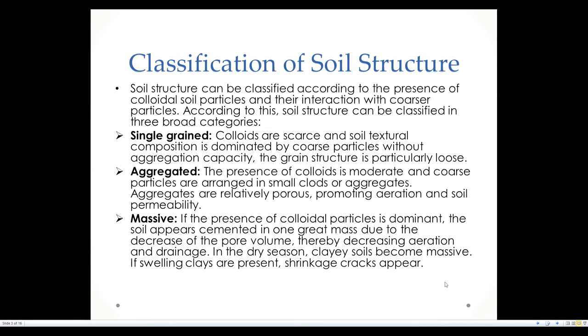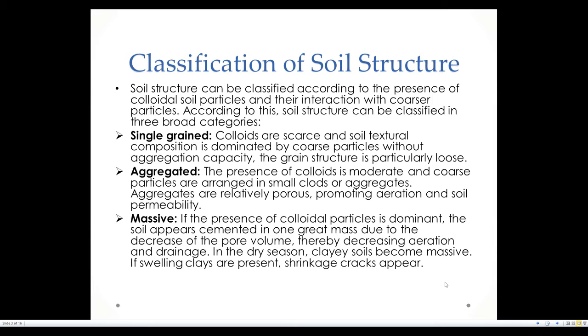The classification of soil structure. Soil structure can be classified according to the presence of colloidal soil particles and their interaction between the coarse particles. It is classified in three categories, and the first one is the single grain. In single grain, the colloids are scarce and soil textural composition is dominated by coarse particles. In the single grain, the soil particles are loosely bound.